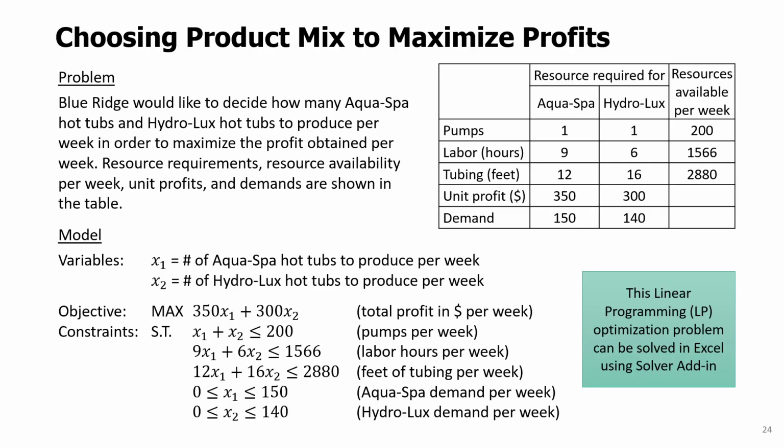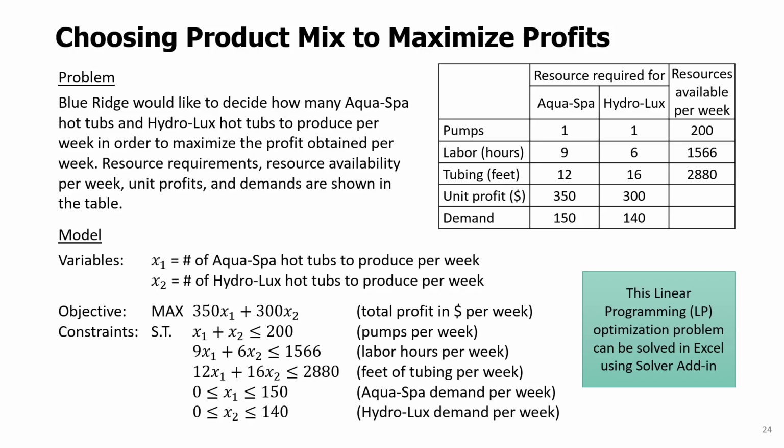Consider this example. Blue Ridge is a company that produces hot tubs, and they have two types of products now that they are considering, aqua spas and hydroluxes, that they want to produce in such a way that they maximize the total profit that they obtain per week.